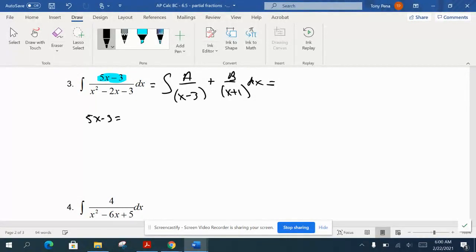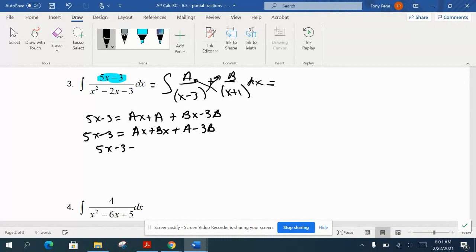So we do 5x minus 3. This has to get multiplied by the x plus 1. So a times x plus 1 would just be ax plus a. And then bx minus 3b. Write the x terms in consecutive order. Write the non-x terms in consecutive order. I do like kind of showing that we're factoring this out, but if you can skip this step, certainly understandable.